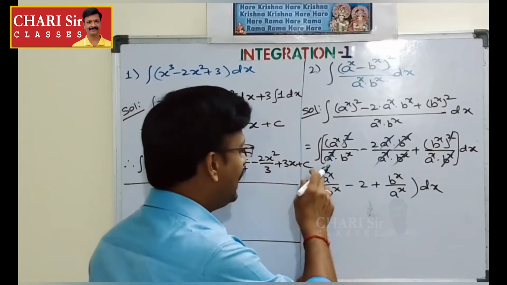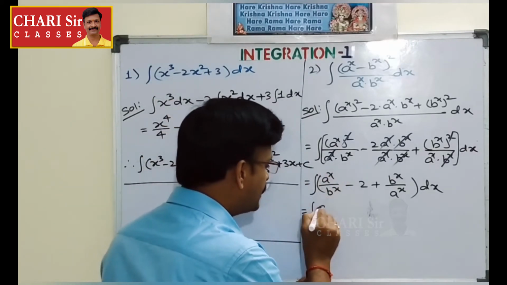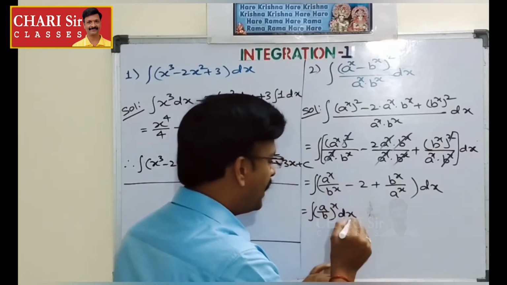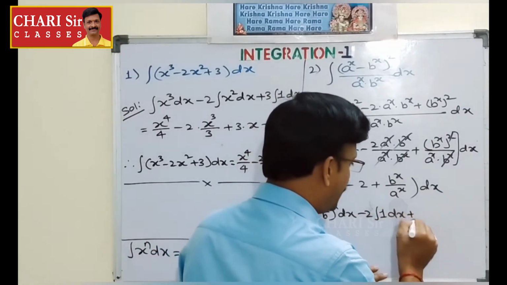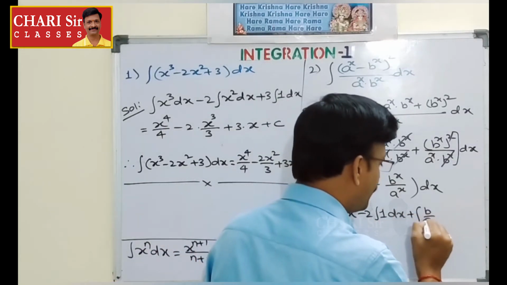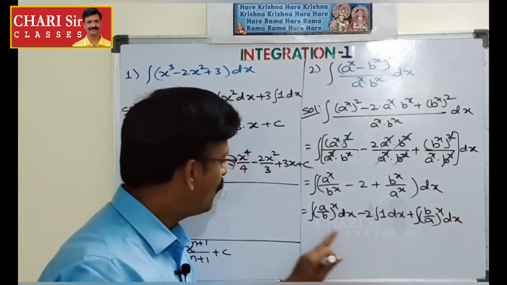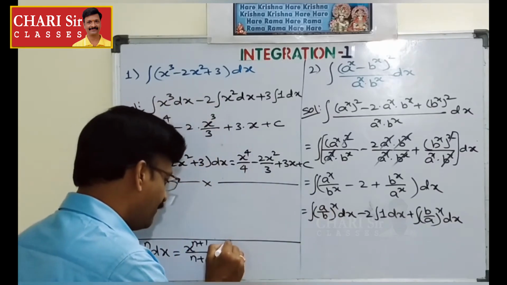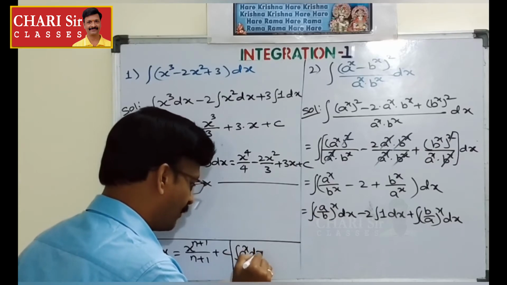Now we need to take the integration for individual terms. So here a power x by b power x can be written as (a by b) whole to the power of x dx. Minus 2 is there; you can write minus 2 into 1 dx, plus integration of b power x by a power x, which can be written as (b by a) whole power x dx. Now integration of (a by b) whole power x is in the form of, we can write it here, like the a power x dx formula.